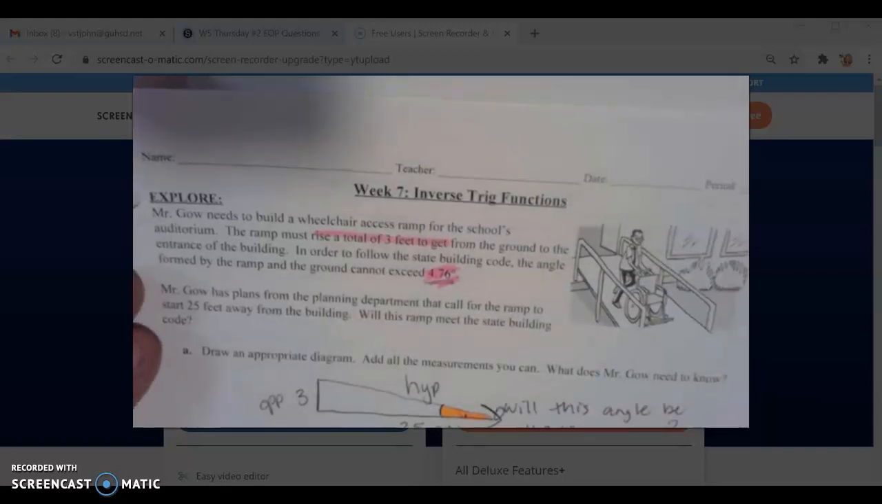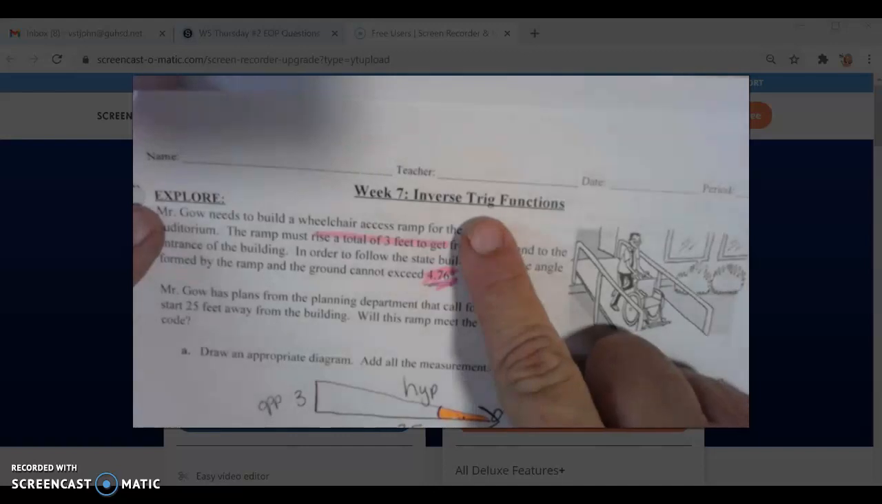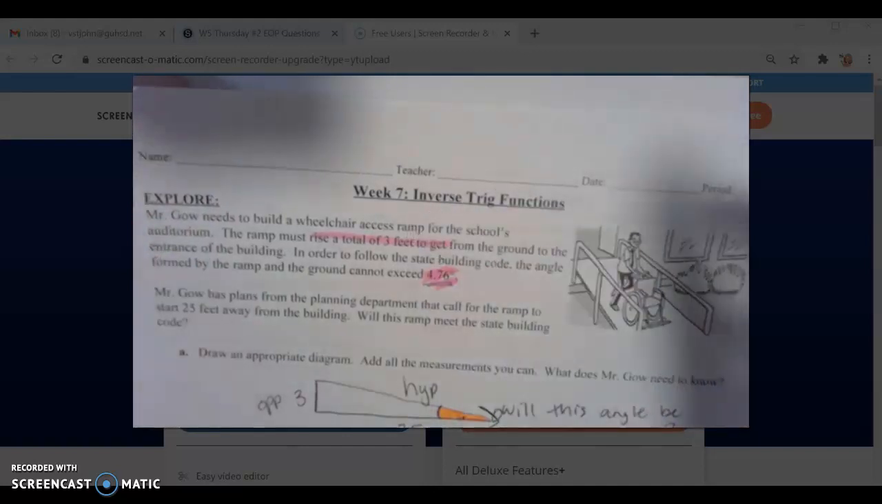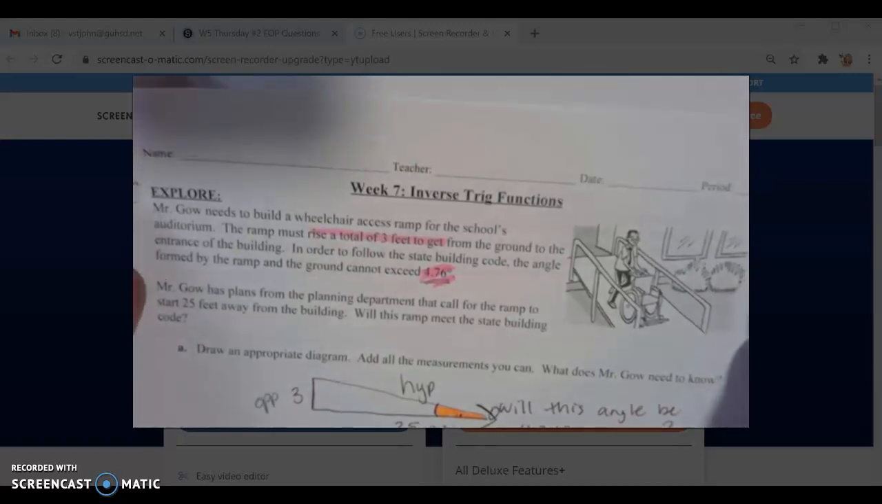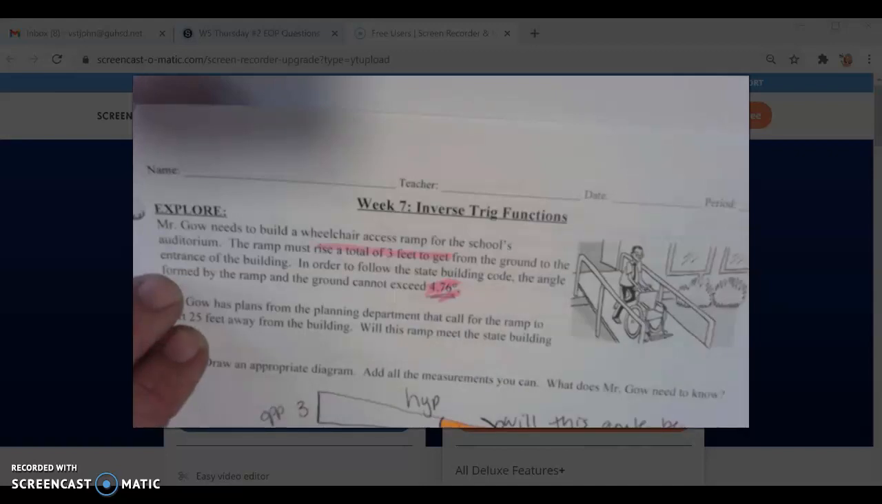So the second lesson of week 7 is still about trig functions, but we're covering something called inverse trig functions. And this is kind of where the magic of mathematics starts to happen for you. Let's look at this problem and start with a real life situation.